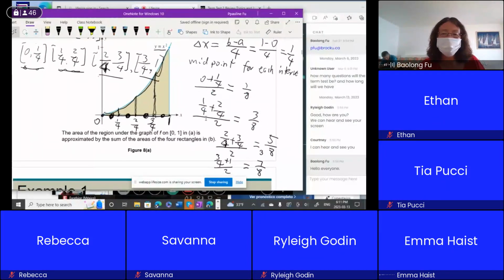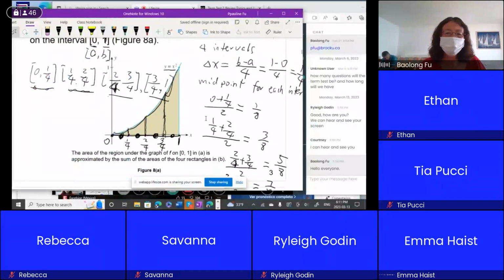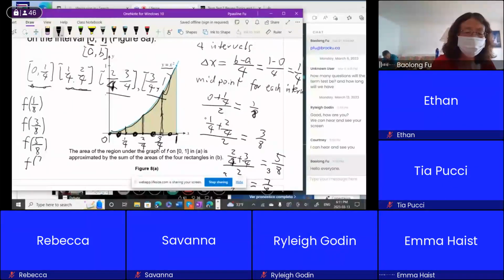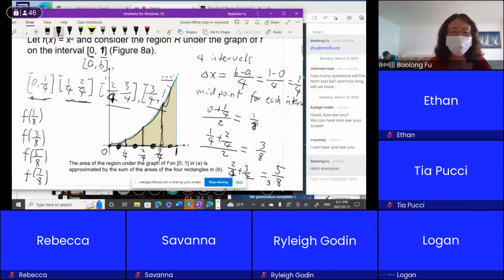So what you need to calculate is, I will maybe write down here. Calculate F. We have 4 midpoints. The first midpoint is 1/8, so calculate F(1/8). Second midpoint 3/8. Then 5/8. And 7/8. Calculate the function value.